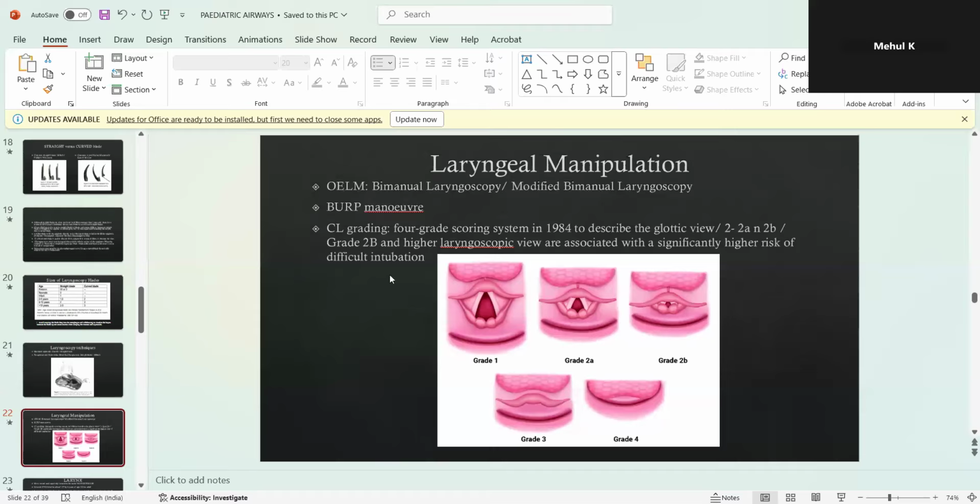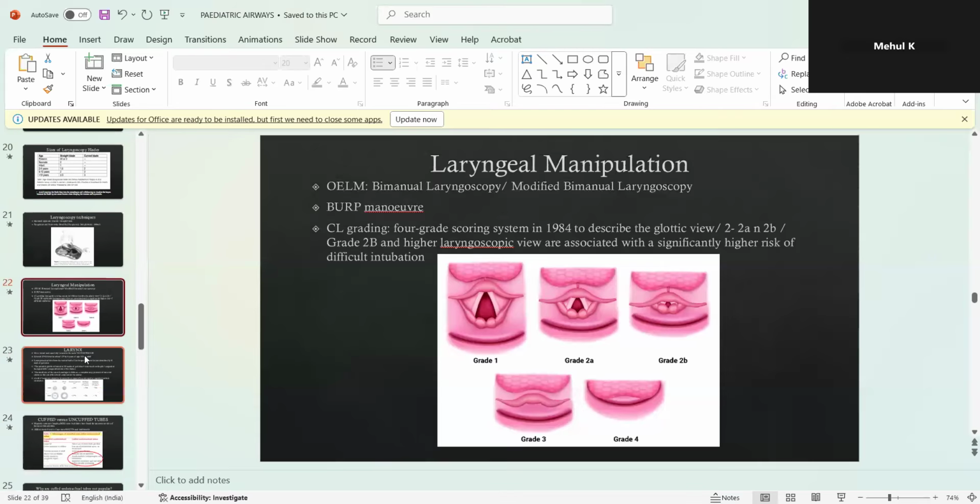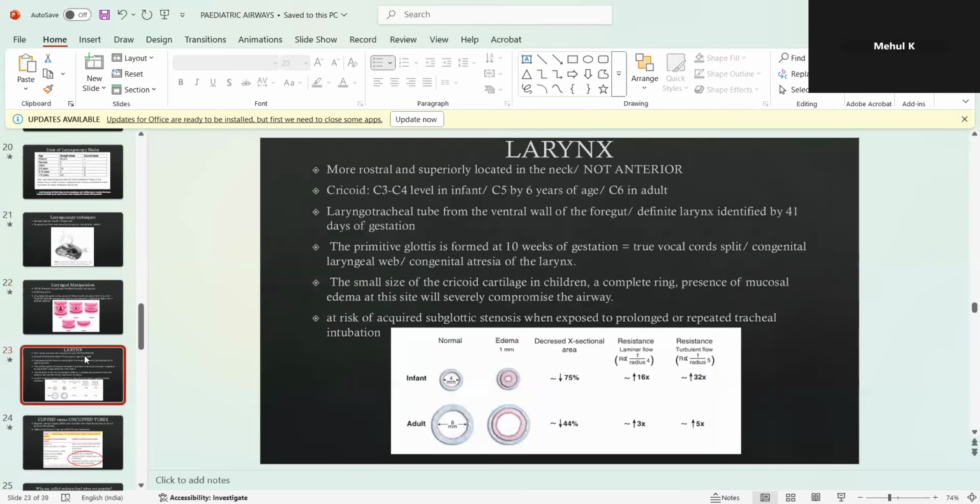And the CL grade remains the same for pediatric population as it is for adults. Next comes larynx. The larynx in pediatric population is more rostral or cephalad located. It is very close to the base of the tongue as opposed to adults.